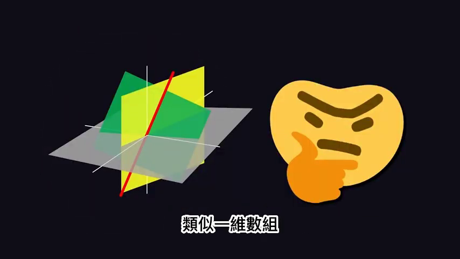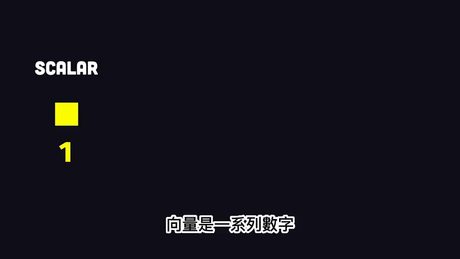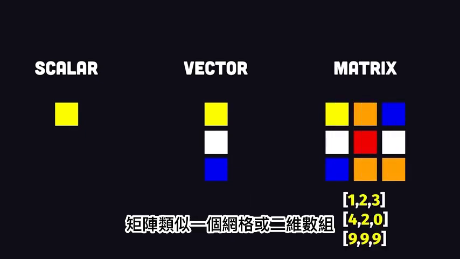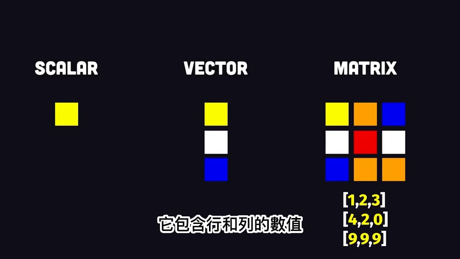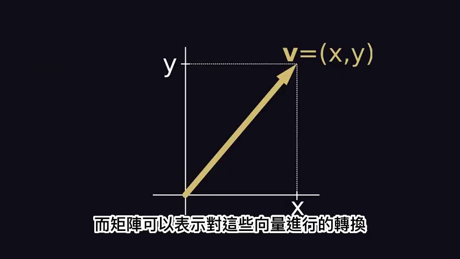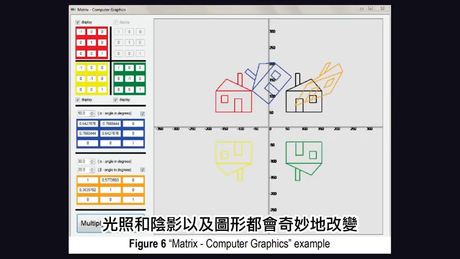To comprehend it, you'll need to understand three weird words. Scalar is a single numeric value. A vector is a list of numbers, like a one-dimensional array. And finally, a matrix is like a grid or two-dimensional array that contains rows and columns of numeric values. What's cool is that vectors can represent points and directions in a 3D space, while matrices can represent transformations that happen to these vectors.